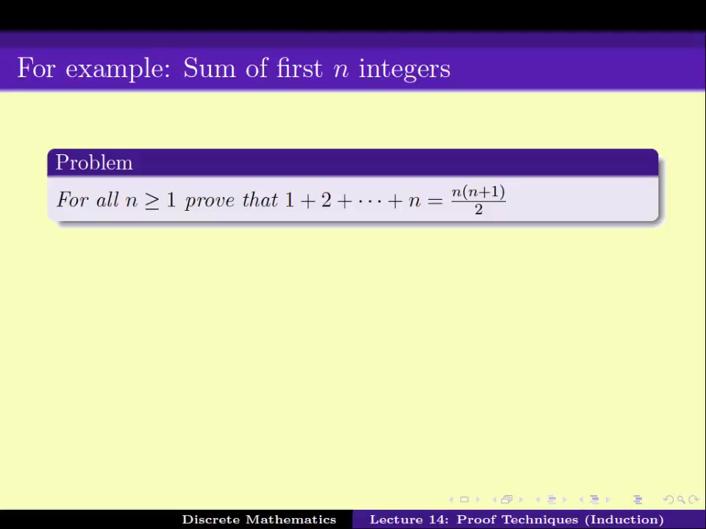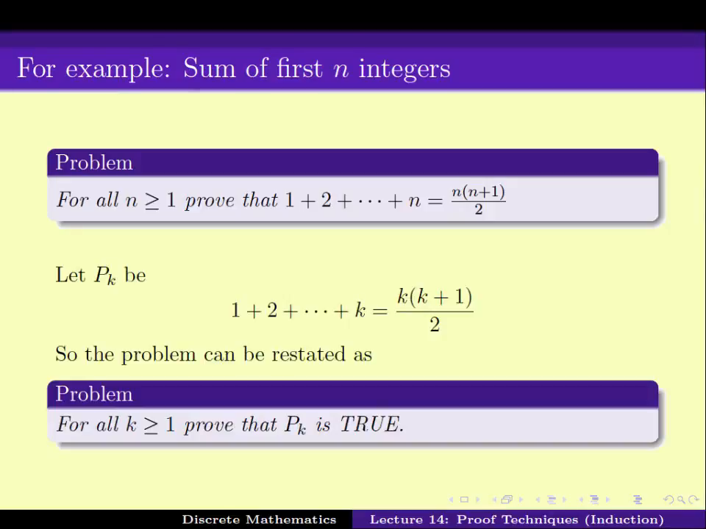So let's look at this first problem. The problem was that for all n, prove that the sum of the first n integers is n into n plus 1 by 2. Now I have split up this problem into sub-problems, namely where Pk is the sum of the first k integers is k into k plus 1 by 2. And the main problem boils down to proving that for all k, this statement is true.